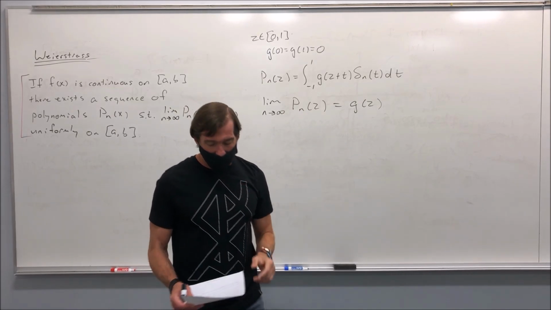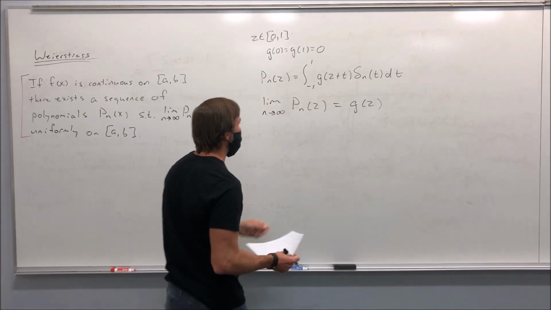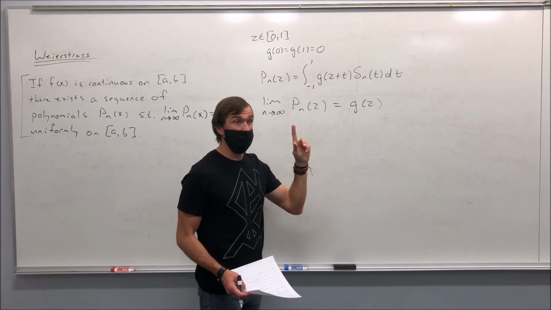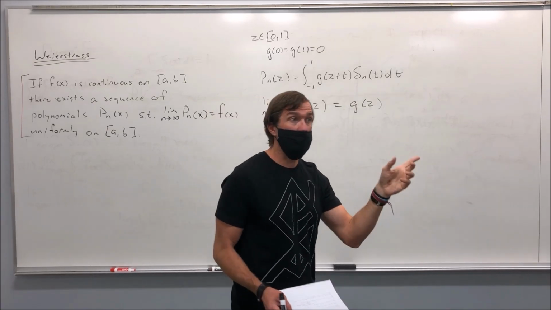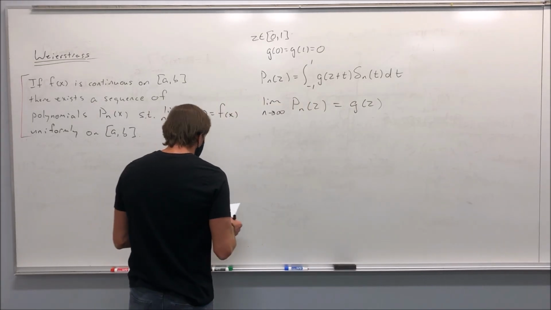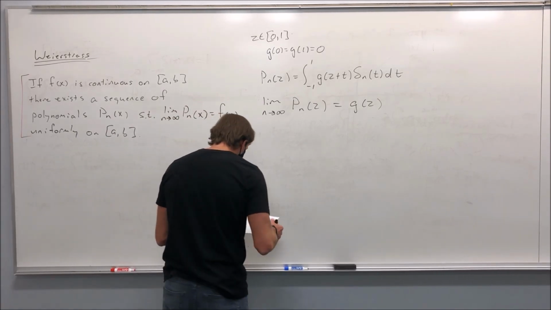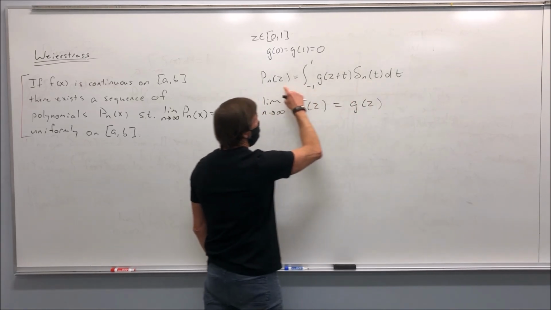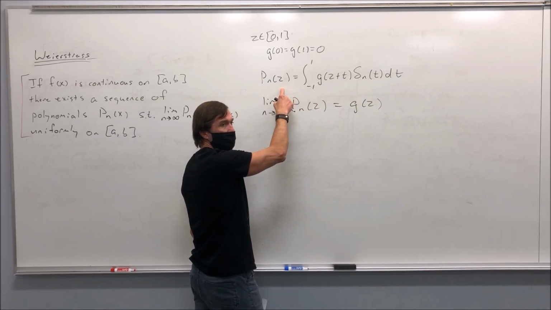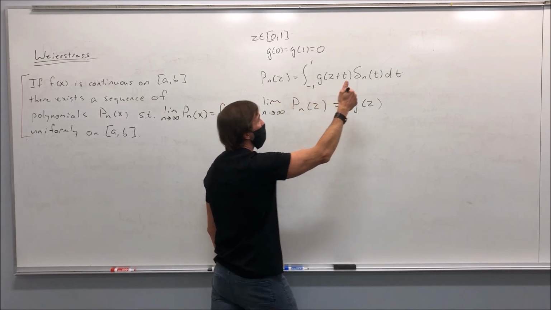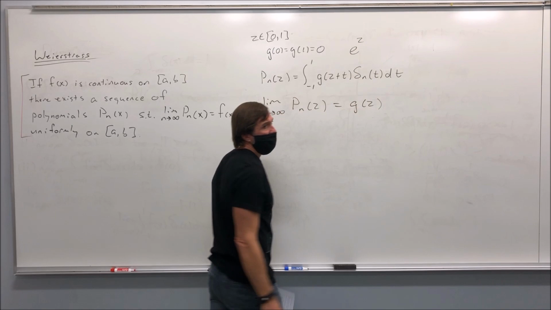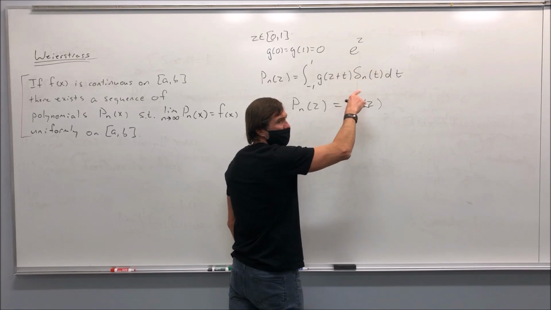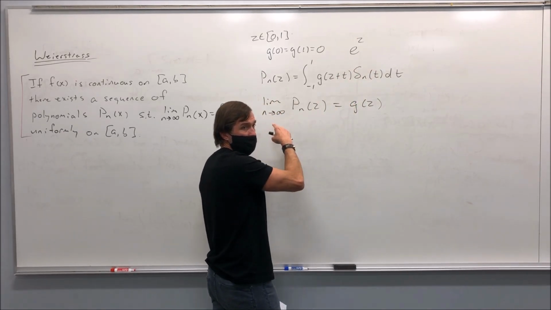Now I want you to think about it for a minute, because Madison asked an interesting question. She said, isn't this the Taylor series? It's not, and I'm going to show you why. Before I do that, I want you to realize that, looking at this, it's not obvious that this is a polynomial in z, because this function could be e to the z. It's any function g of z. So why are we guaranteed that this is going to give us a polynomial?